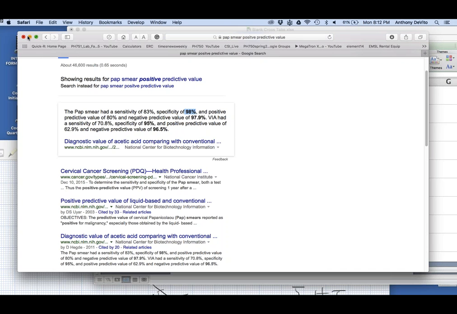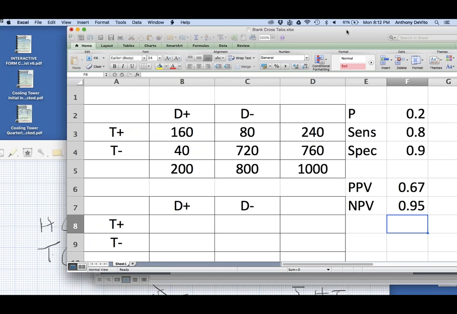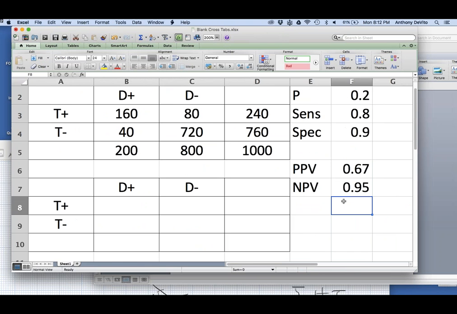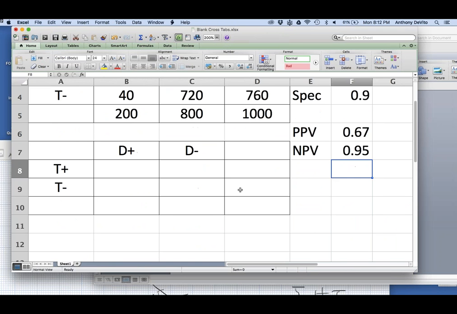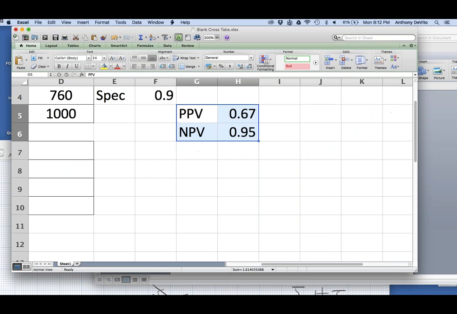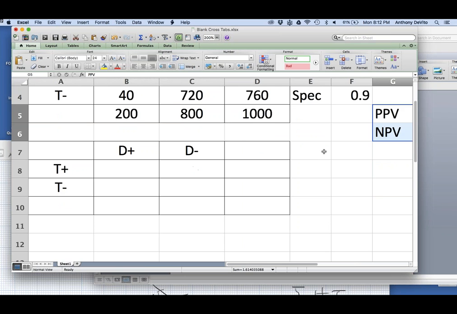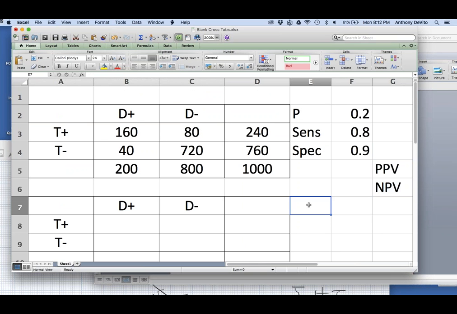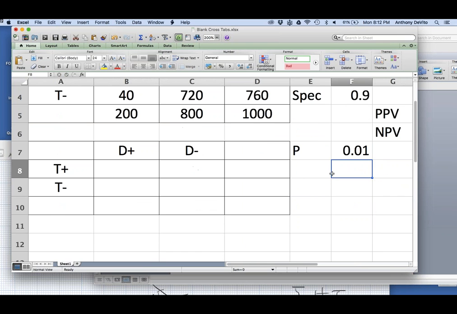Okay, we're going to go back to the example that we just did on the sensitivity, and I'm going to change an element of this. The element that I'm going to change is the prevalence. This time around, I'm going to copy this out of here, put that up there, put that aside for a little bit. Now, let's say it's exactly the same test, except this time the prevalence of this condition in the population is 1%.